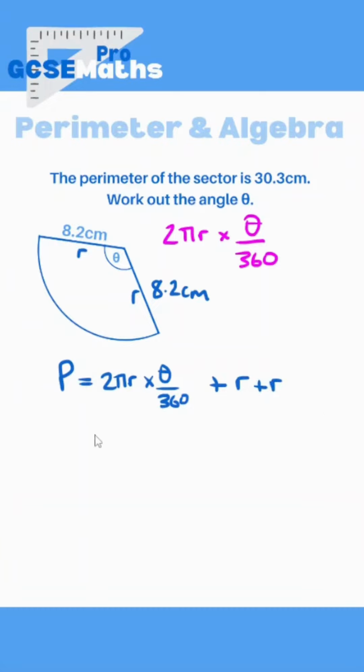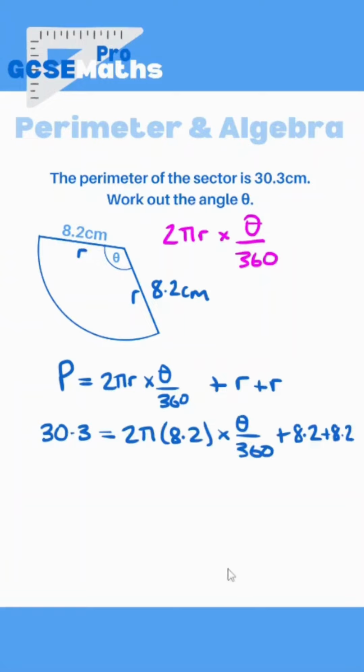Now let's start filling in the information we know. We know that the perimeter is 30.3. We also know what the radius is, 8.2. Okay, let's start to simplify it now. Do you see how the only thing missing is theta, or in this case the angle, which is what we're looking for? Now we just need to simplify it and solve it.